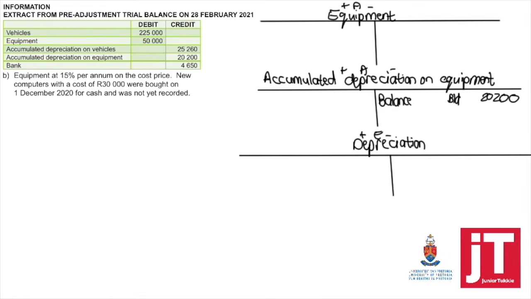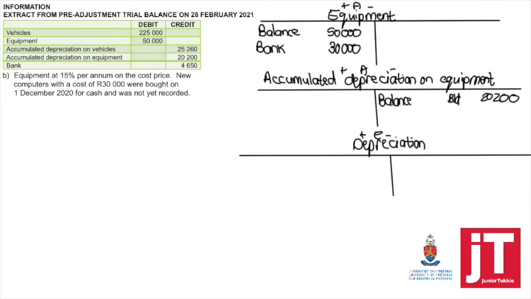If I look at adjustment B, equipment at 15% per annum on the cost. New computers with a cost of $30,000 was bought on the 1st of December 2020 for cash and was not yet recorded. So again, I can start with the opening balance from the pre-adjustment trial balance for accumulated. But when we look at equipment, always start with the movement. There was an addition of $30,000. This was not yet recorded. It means the balance in the beginning is the balance from the pre-adjustment trial balance, $50,000.